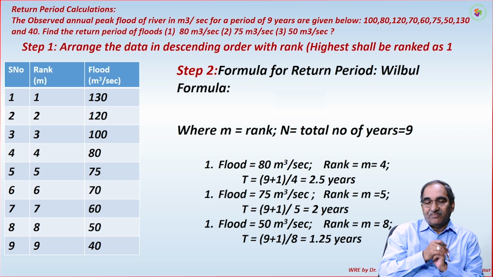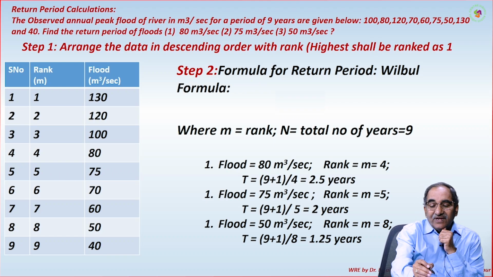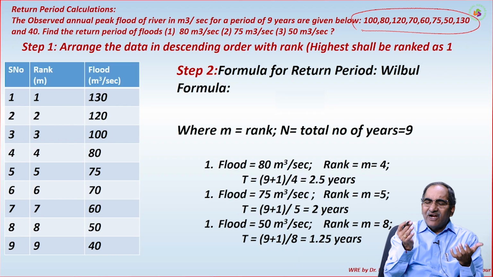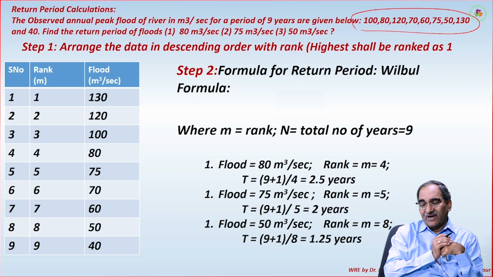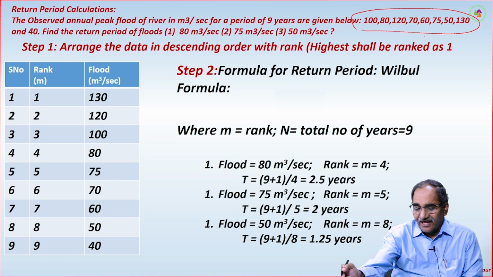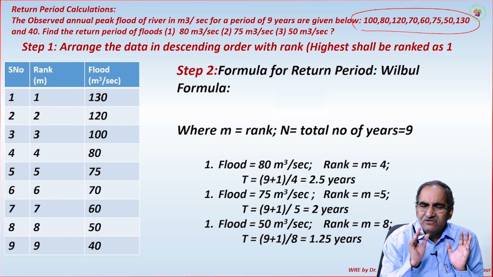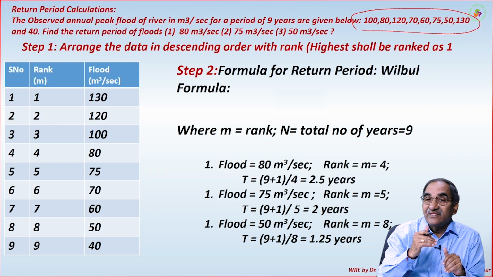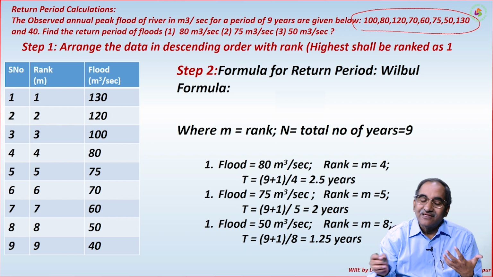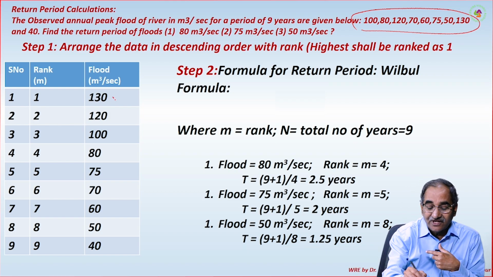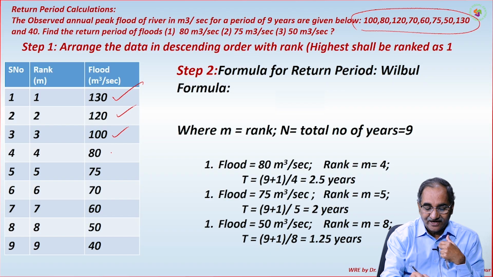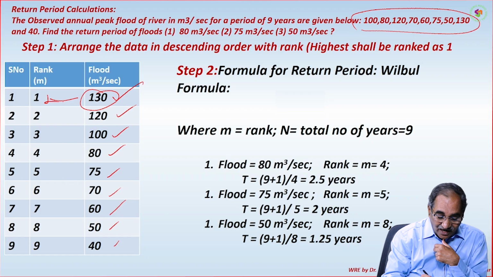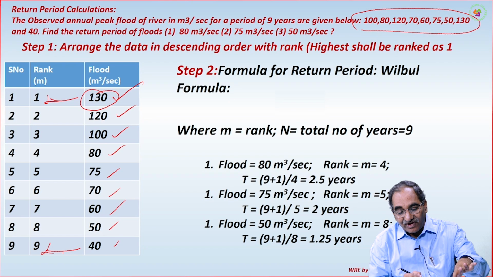So how to calculate the return periods? Let me show with an example. They have given me 9 years of rainfall data, 9 years of flood data. What is the maximum flood that has occurred in 9 years? What am I supposed to do if I want to find return periods? First I will rank them in such a way that the maximum is at the top, not year wise. 130 is the maximum, then 120, 100, 80, 75, 70, 60, 50. The highest one is ranked as 1 and the lowest one is ranked as 9. So this is very important for me.